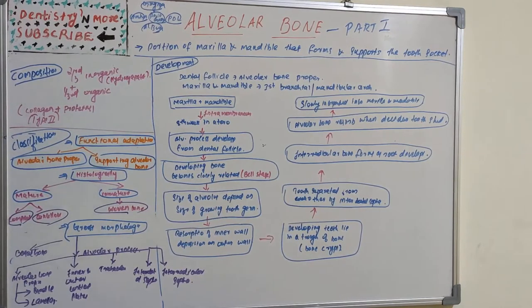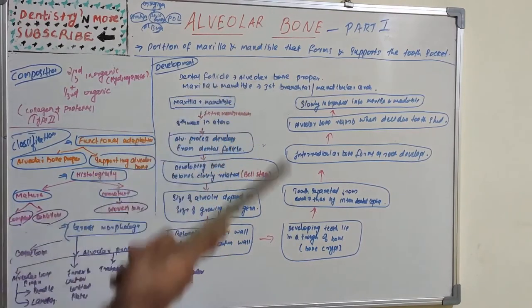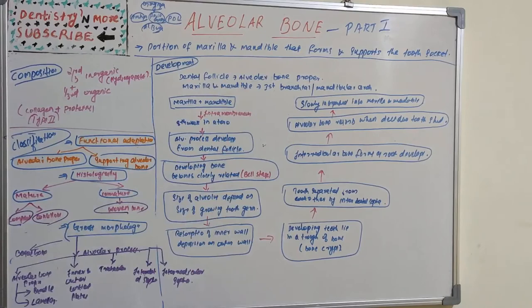So it is formed by cells from the dental follicle. From the dental follicle, what forms? Alveolar bone proper. And the maxilla and mandible form from cells which are independent of tooth development, that is the first branchial or mandibular arch. Now let's see the step-by-step process of alveolar bone formation.